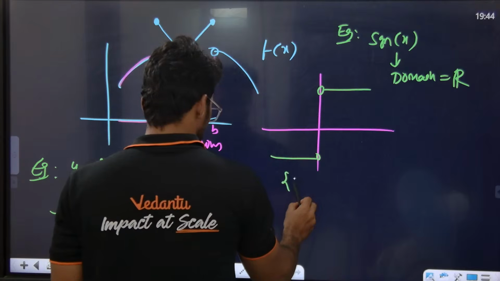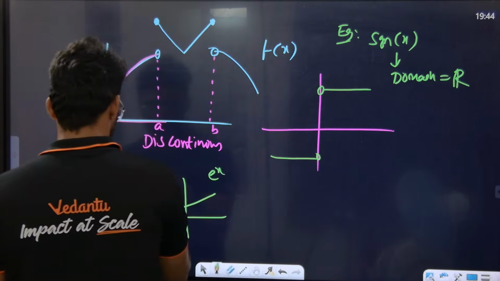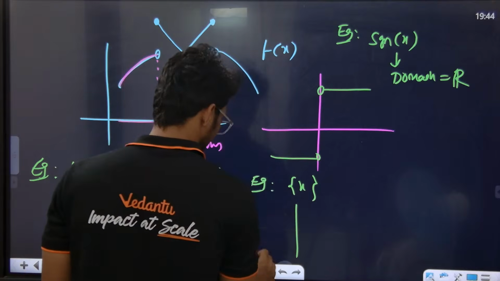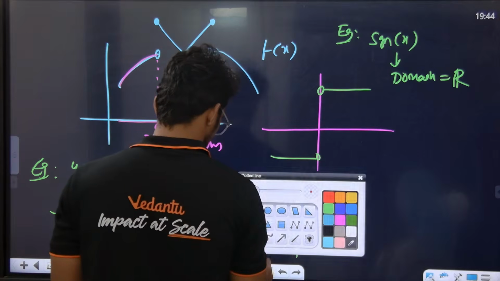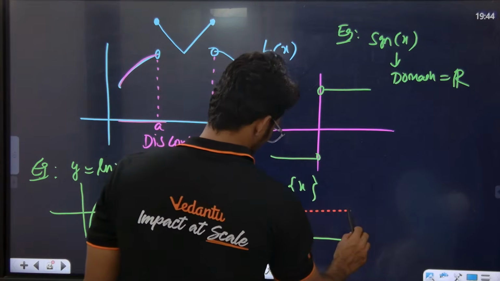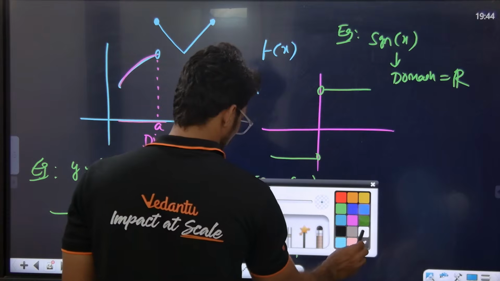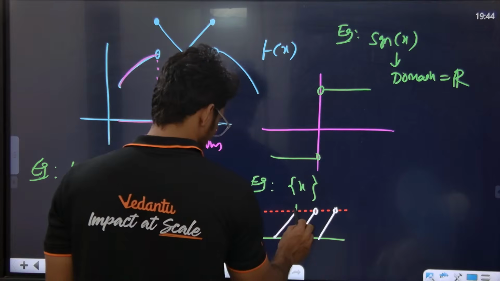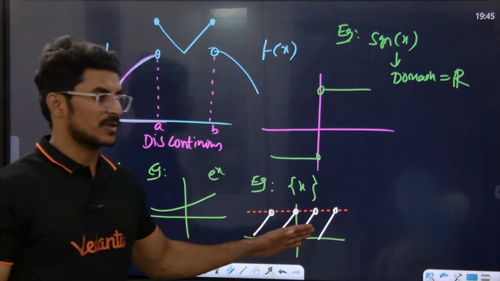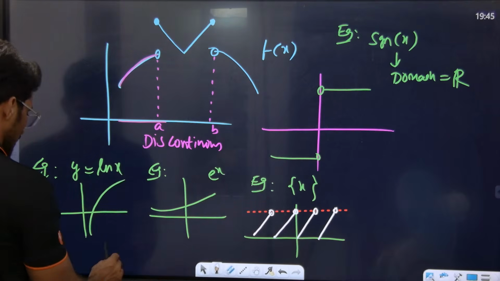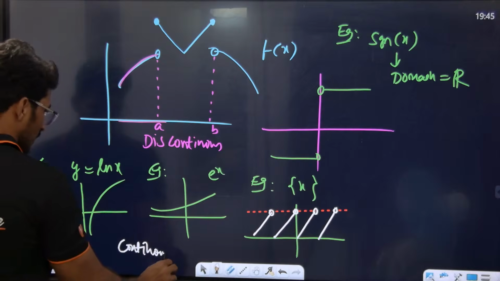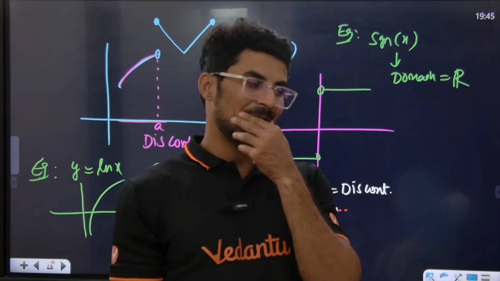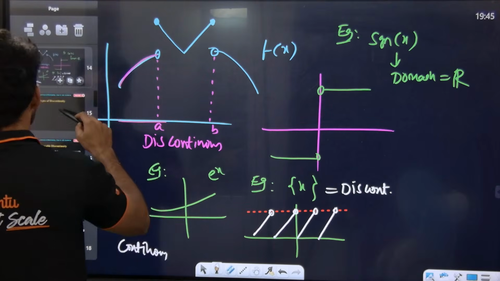Sir, one more doubt, sir. Fractional part of x, sir. Your example, one more example: fractional part of x. Fractional part of x will be like this. Check. Are you getting the point? This is how the fractional part looks. While drawing the graph, you are lifting the pen up. So this is discontinuous. These both are continuous, and this one is discontinuous. Hope everybody, even those watching for the first time, understands. Okay? Understood? Yes, sir.